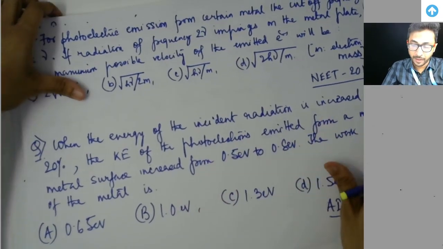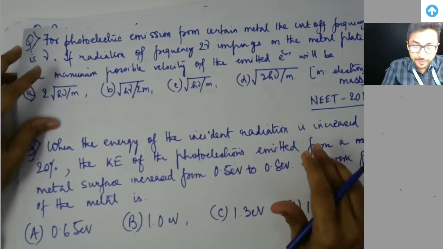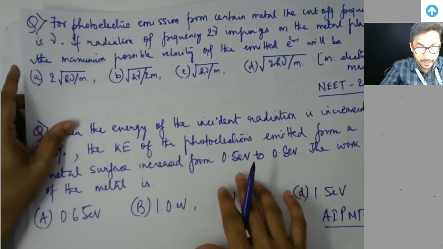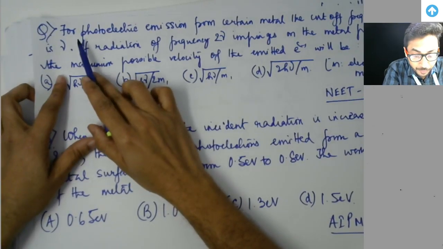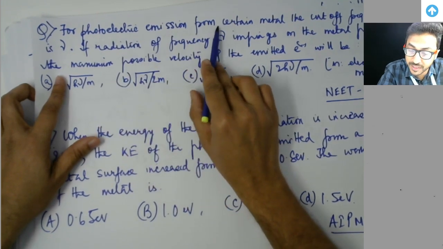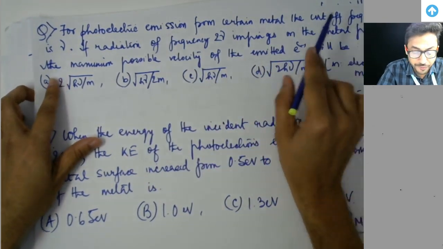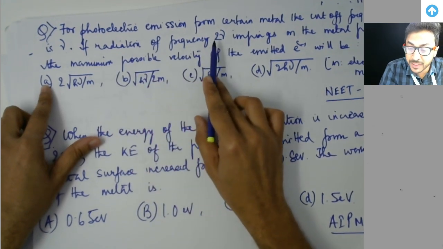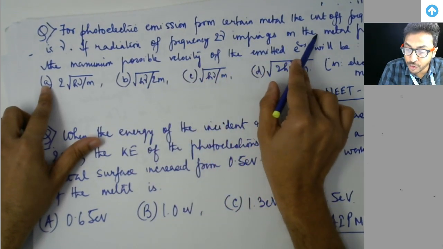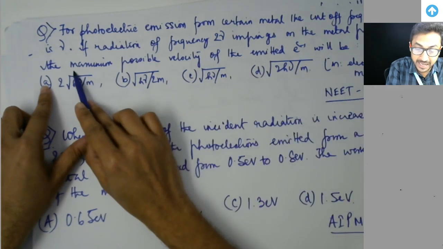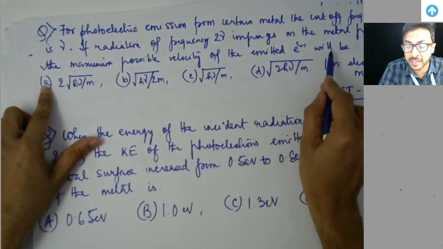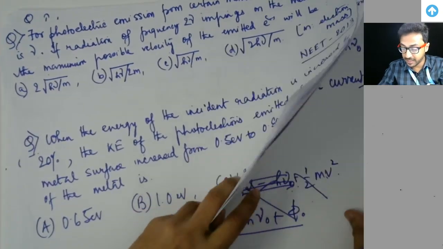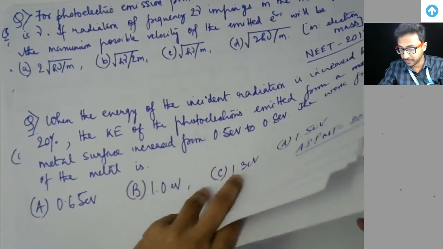Okay. The first two problems are very simple, very straightforward. First question. For photoelectric emission from a certain metal, the cutoff frequency is nu. If radiation of frequency 2 nu impinges on the metal plate, the maximum possible velocity of the emitted electron will be. See, it is a very straightforward question. Let us see what we can do with it.